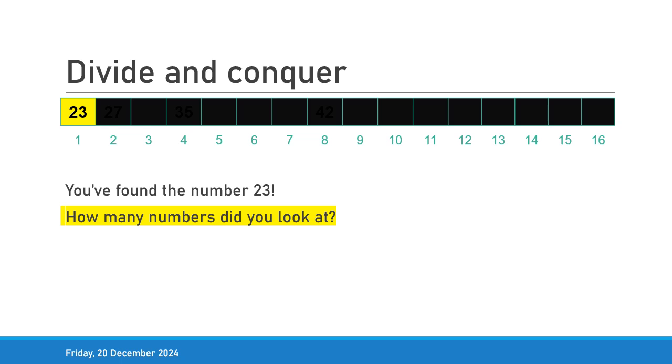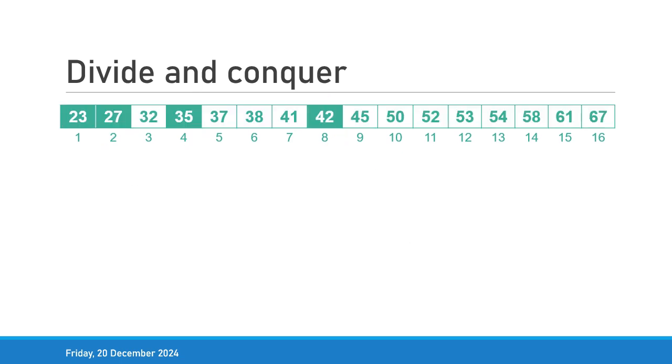There we go. So how many numbers did we look at? Well, we looked at box 8, where there was 42, box 4, where there was 35, box 2, where there was 27, and then box 1, where there was 23. So we looked at 4 items overall. There we go.